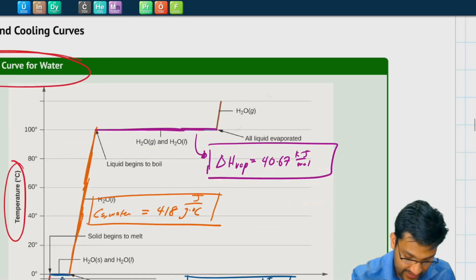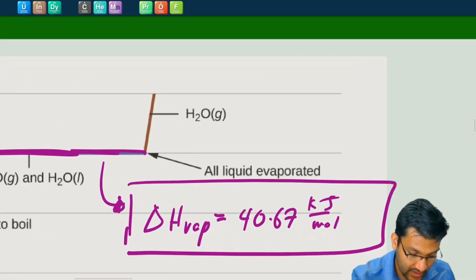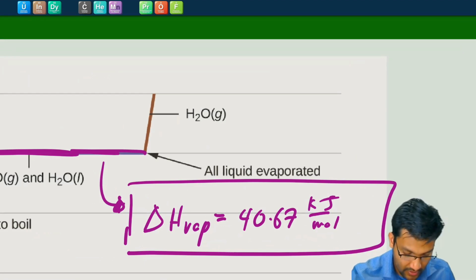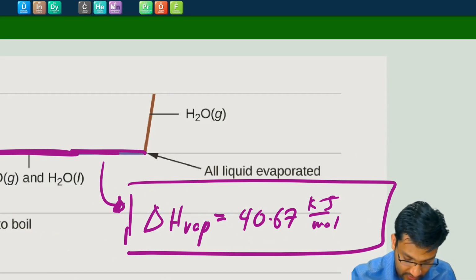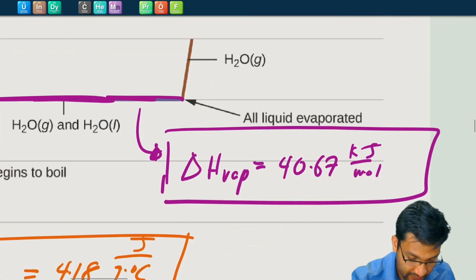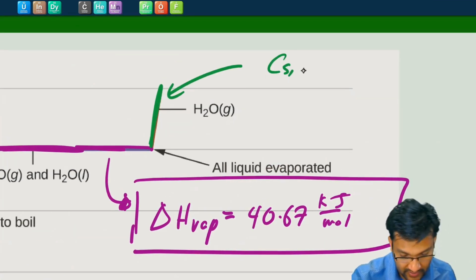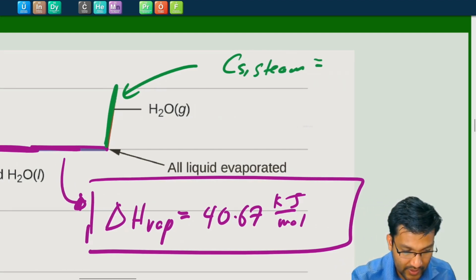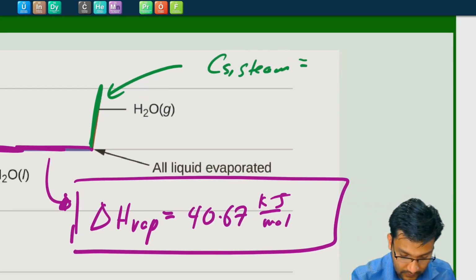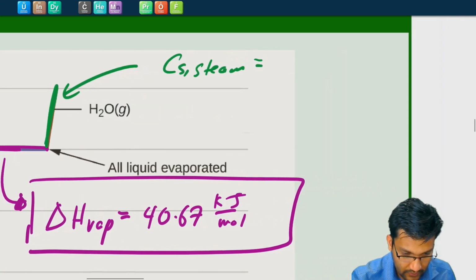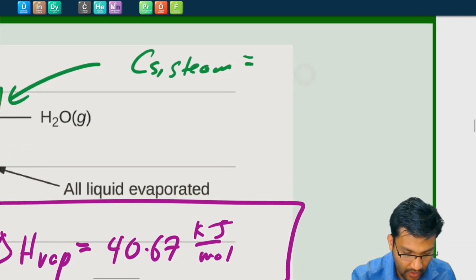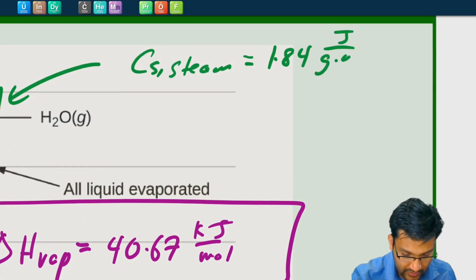Okay, and then after you've added enough heat to vaporize all of the liquid molecules, everything is now in the gas phase, and so any additional heat will keep raising the temperature. Let's use green. Did we use green before? No, let's use green for this one. And so the specific heat capacity of steam really is what it is, right? Water vapor is, I believe, what is it? Let's see. Oh, 1.84 joules per gram per degree Celsius.